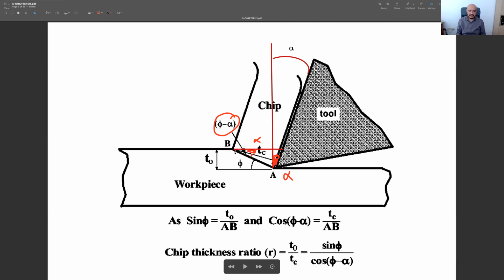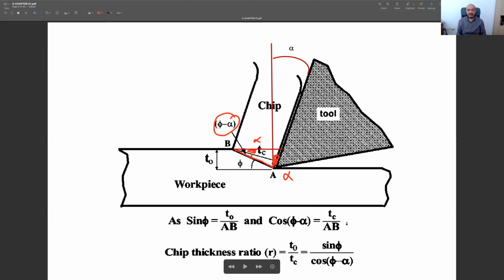And this is our shear plane, AB. Now we are going to define this AB in terms of t0 and tc. So what is t0 equal to? It's equal to AB times sine of our shear angle, phi. And we can also define tc in terms of AB. tc will be equal to AB times the cosine of this angle, phi minus alpha, since this is 90 degrees, we have a right angle here.